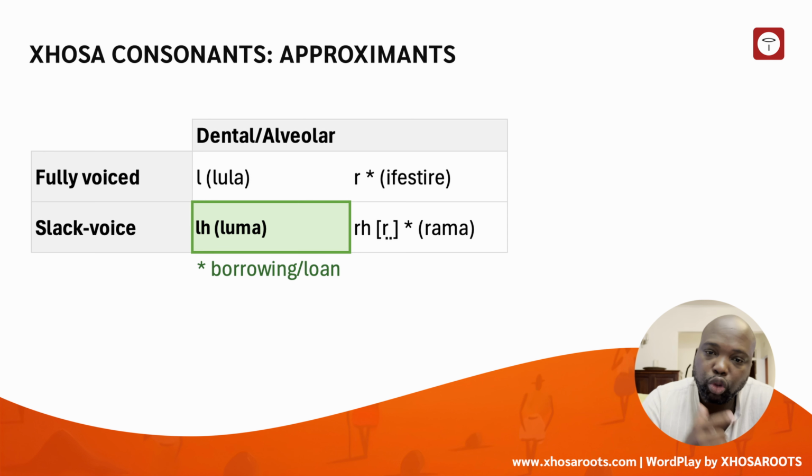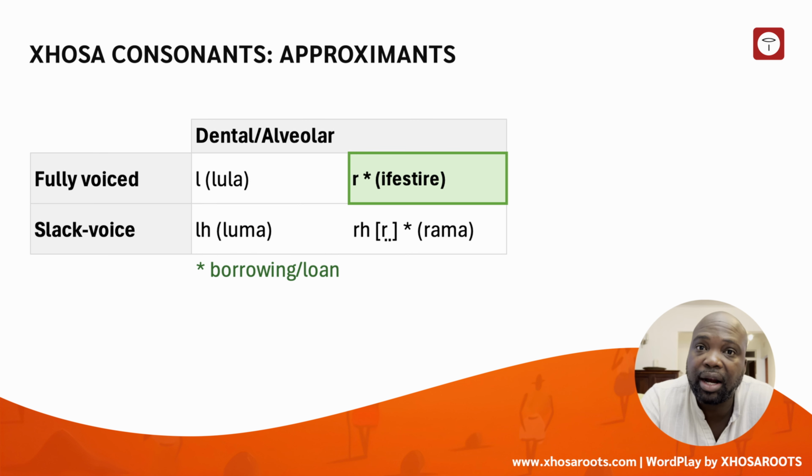And then we have 2 other dental alveolar sounds, one is fully voiced and the other is its slack voiced version. This is the r sound. The r sound is not native to the Xhosa language. It doesn't exist in the Xhosa language. So this one is another borrowing that came through contact with other languages like English and Afrikaans. And ra is an example.